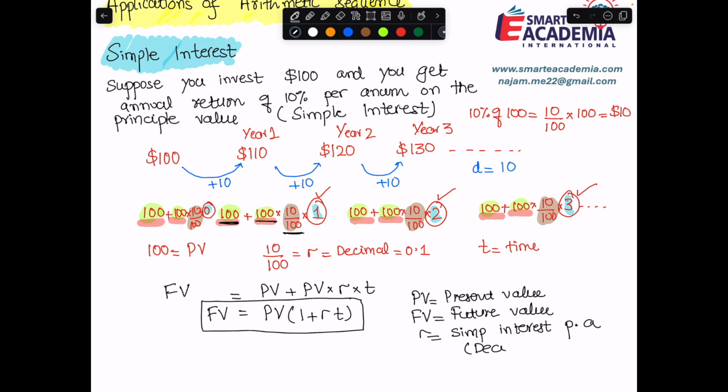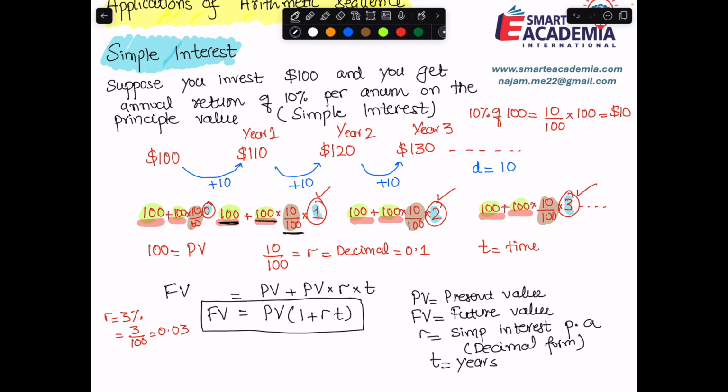And here you will always write that in decimal form. So for instance, if your interest rate, let's say R, is 3%, you will write this as 3 over 100, which is 0.03. You will not write it as 3. So don't make this mistake. And T is the time in years, and after how many years you want to calculate.